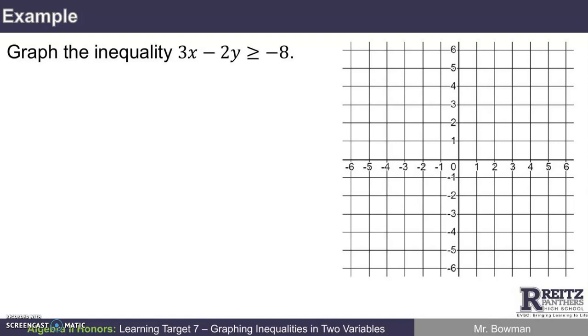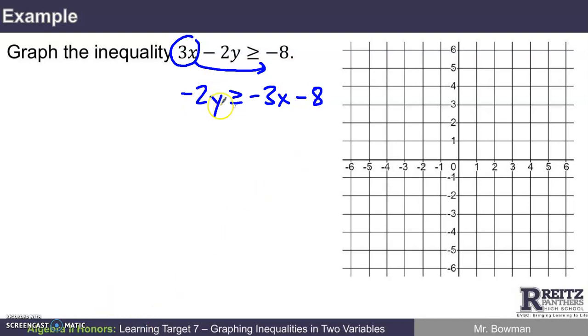Here's a different example. And the thing that's different about this example, given this inequality specifically, is that I don't have the thing already in the ready-to-graph form. What I might want to do is to solve this thing for y first. Maybe I'll think about subtracting 3x from both sides of this inequality. So -2y is greater than or equal to -3x minus 8.